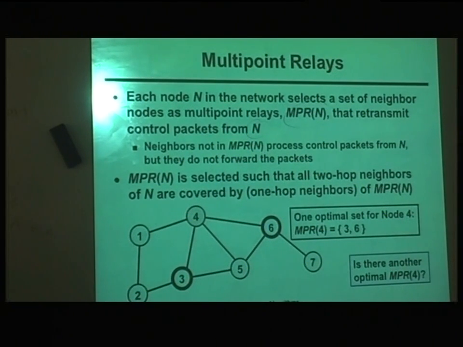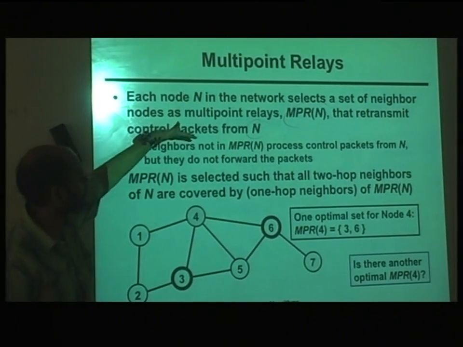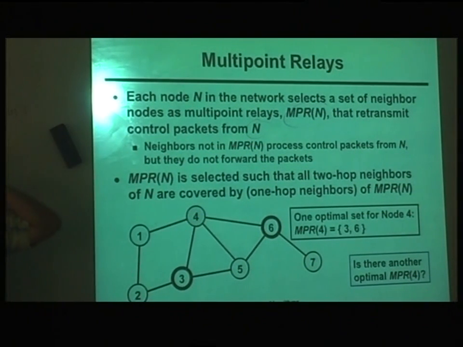So just read this sentence again. Don't try to go into detail here because that will confuse you. Just read up to this point and tell me what this means. Can anybody tell me in simple English what this means? Input sends all its packets to this MPR, and then MPR of n would send it to other nodes in the network.